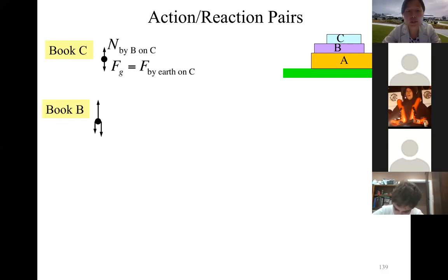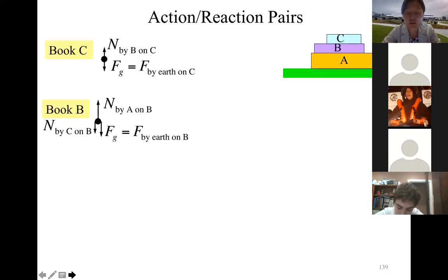Okay, now if you draw a free body diagram on B, you have two downward and one upward. One of the downward forces is B's gravity. Another downward force is the force pushing on B by C downward. And the supporting force upward is the normal force on B by book A. Okay, so now we can label all of them.